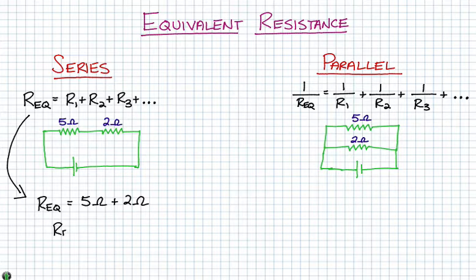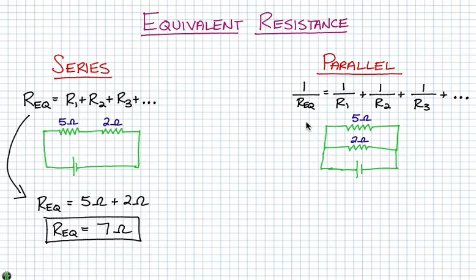So my equivalent resistance for this small, very simple series circuit will quite simply be 7 ohms. In series, luckily, it's pretty easy. We just add up our resistances, one right after the other. Parallel is a little bit of a different story. The charges have obviously more than one path to choose from, so that needs to be taken into account.